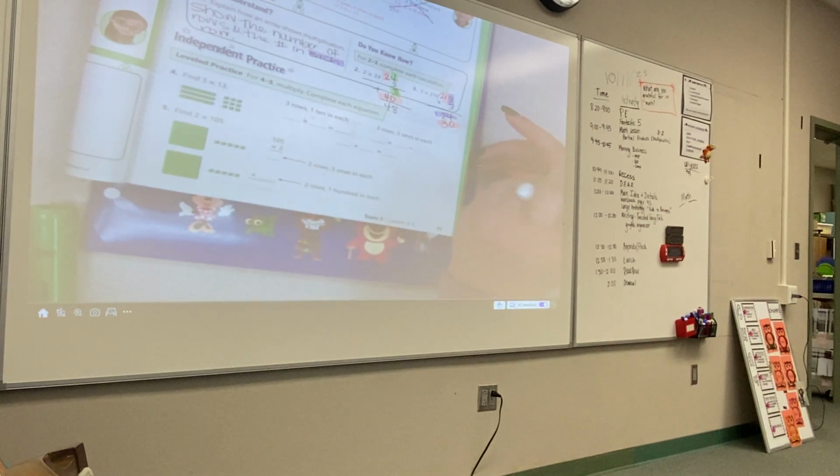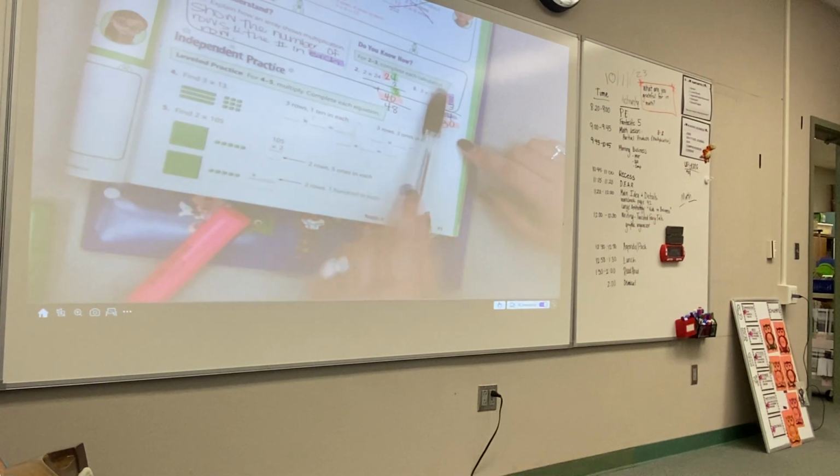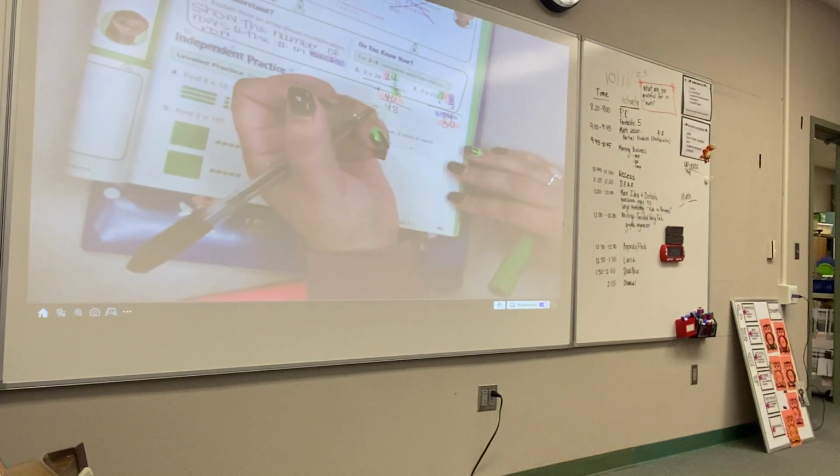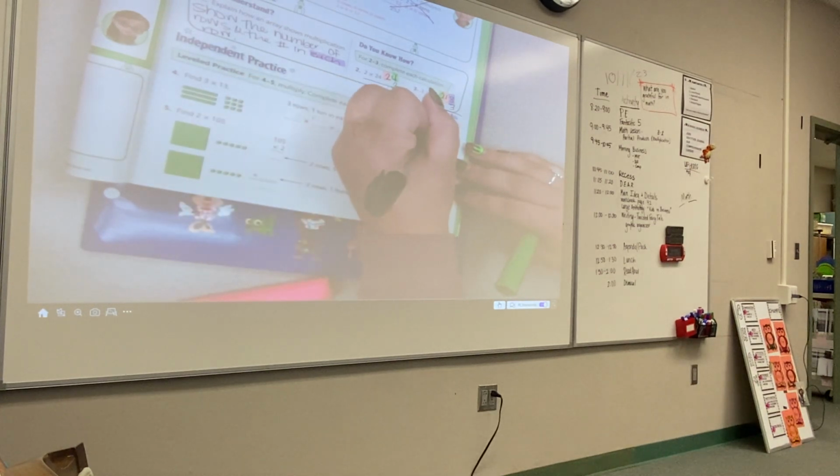And then what is our hundreds place? 2. So is it 3 times 2 or is it 3 times 200? 3 times 200. And what is 3 times 200? 3 times 200 equals 600.